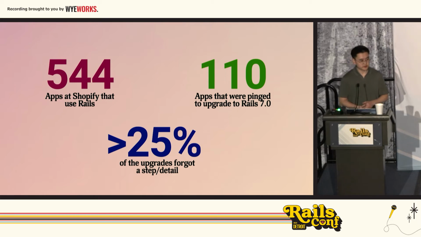Looking back at the statistics of the Rails 7.0 upgrades, however, and seeing the high percentage of apps that either missed a step or made a common upgrade mistake, it was clear that there was still plenty of room to create tooling to make upgrades even simpler for developers.